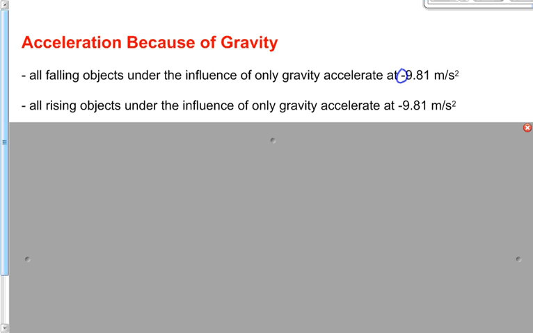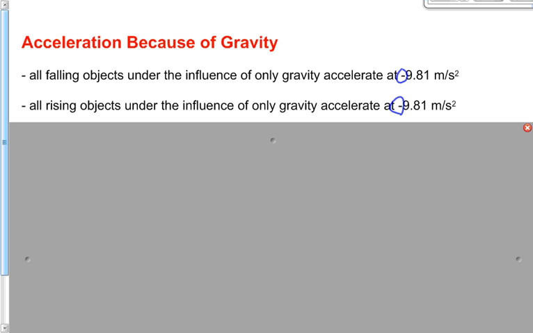Wait a second. All rising objects under the influence of gravity also accelerate at negative 9.81 meters per second squared. Carrie, shouldn't that be a positive if it's going upwards? No, it's negative as well. Why? Well, let me throw this crumpled up piece of paper back up into the air. It goes up and it comes back down. As it's falling, clearly we all agree that it accelerates at negative because it's speeding up in the downward direction. But as it's rising, what's it doing?